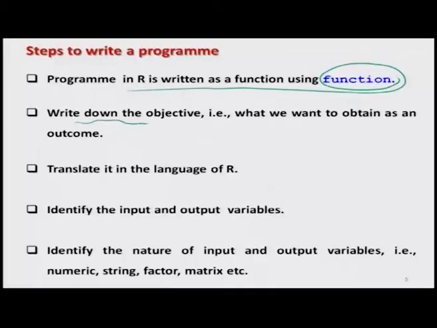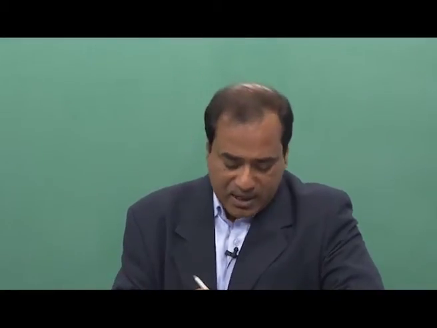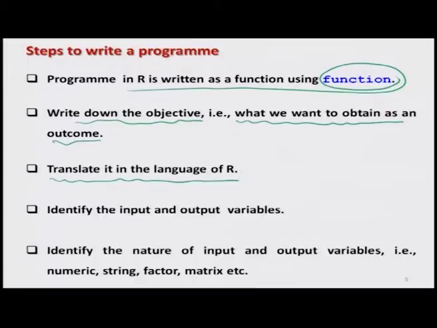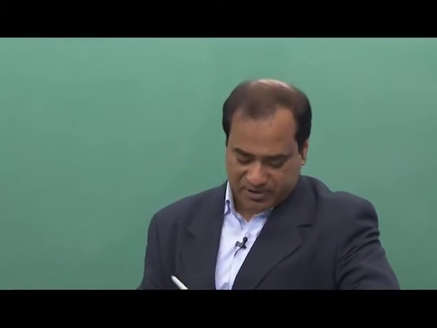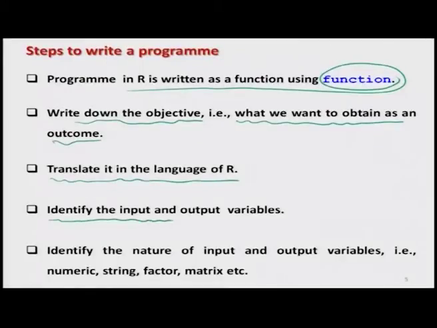And in order to write down the function, the first step is to write down the objective, that is, what we want to obtain as an outcome of that function. Whatever we want to obtain is translated into the language of R using the syntax of different commands, and that is executed by R. So, in order to write a program, the first step is to identify the input and output variables. The input variables are given and the outcome is obtained.